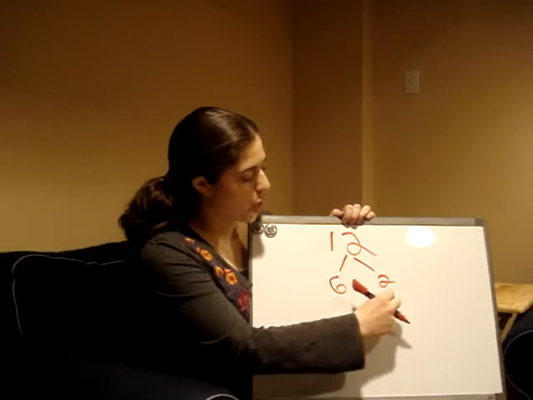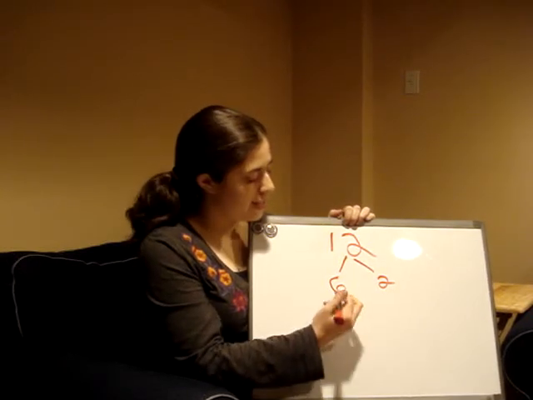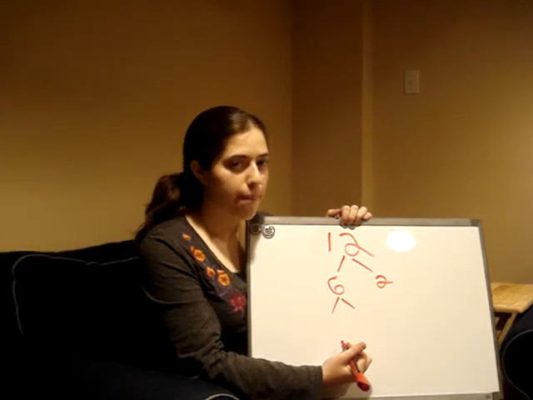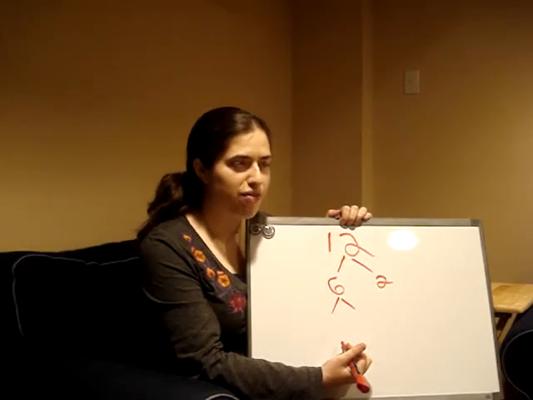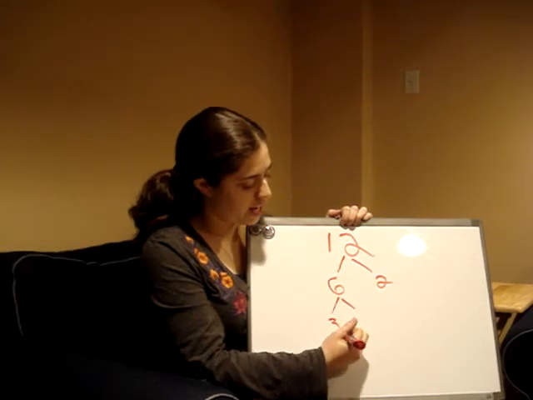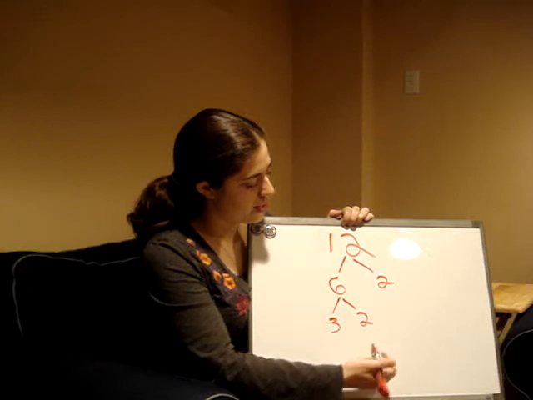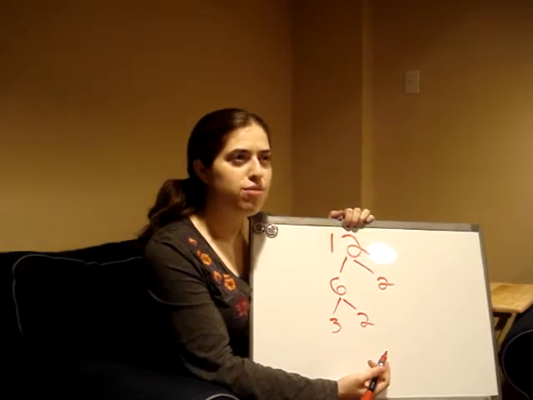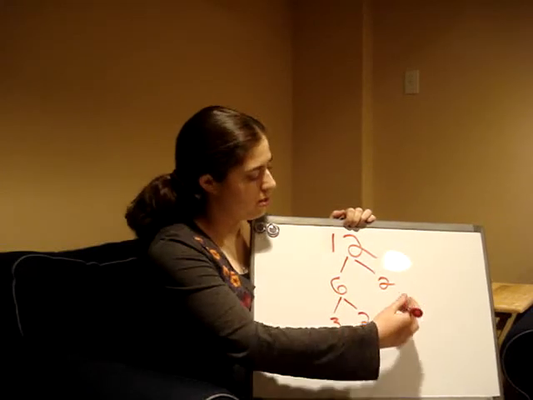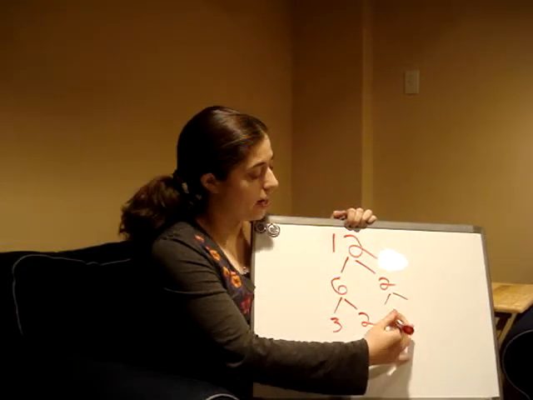Now we have more trunks to work off of. 6: I have to think what two numbers, when multiplied together, give me 6. 3 and 2. And 2: what two numbers, when multiplied together, give me 2? Well, just 2 and 1.